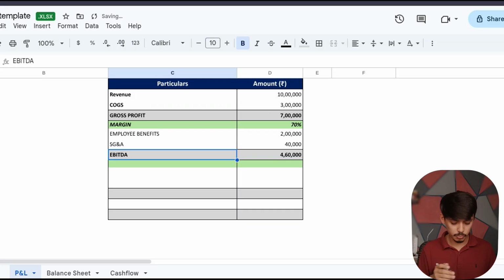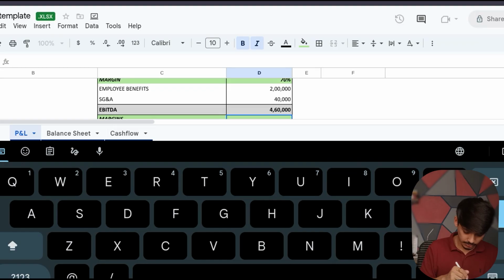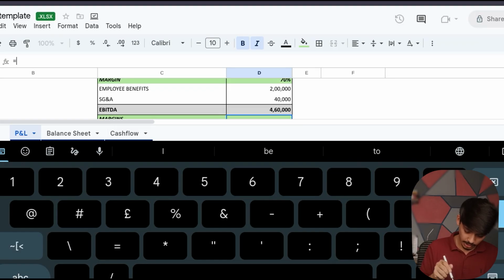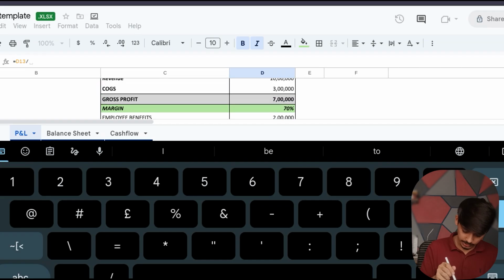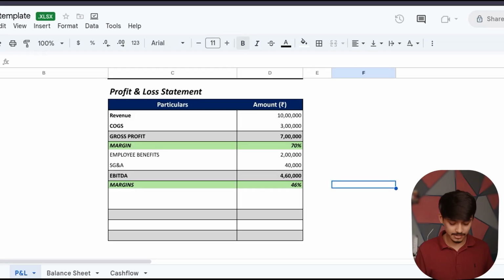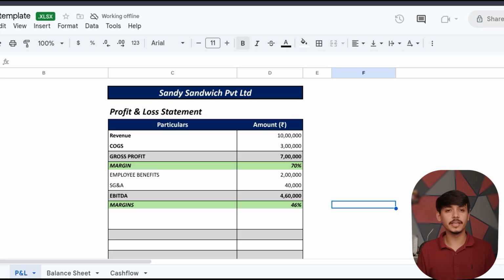Now similar to gross profit margin, we will calculate the EBITDA margins at which the company is running. To calculate EBITDA margins, we will divide EBITDA by the revenue that we have earned, which was 10 lakh. Here we can see that Sandy's company is making 46% EBITDA margins after taking into consideration COGS and the operating expense incurred for running the business.